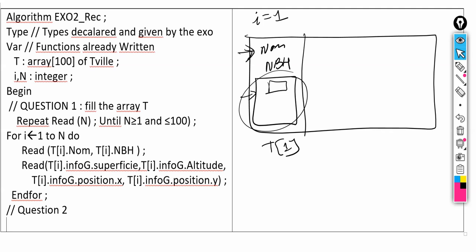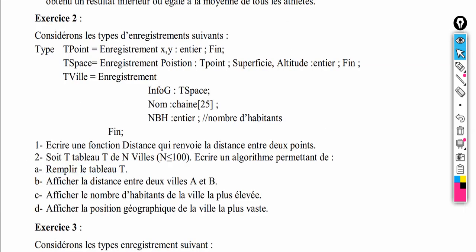Are there any questions for now? Are there any questions or is it clear? I think it's clear, but of course, at your level, you need to ask questions if there are ambiguities. All right, so let's move now to the next question. The next question says, afficher la distance entre deux villes A et B. Display the distance, the value of the distance between town A and town B. So what does this imply?